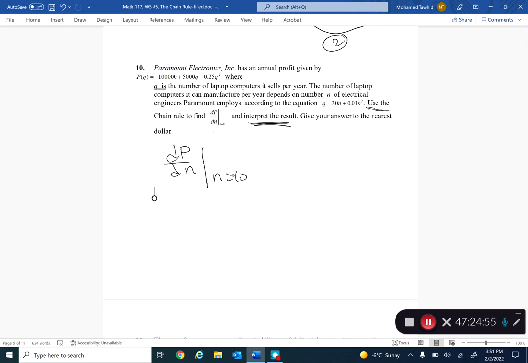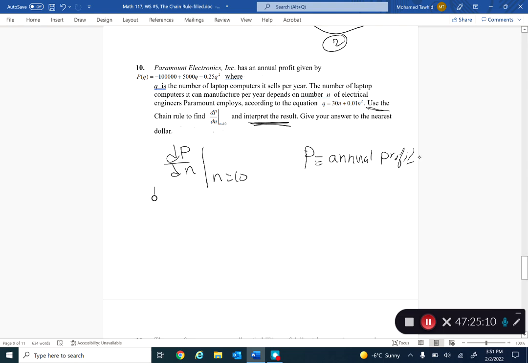N equals what? What is P? What is the known? What is given here? You have a company that has an annual profit. So your P here is the annual profit, right?